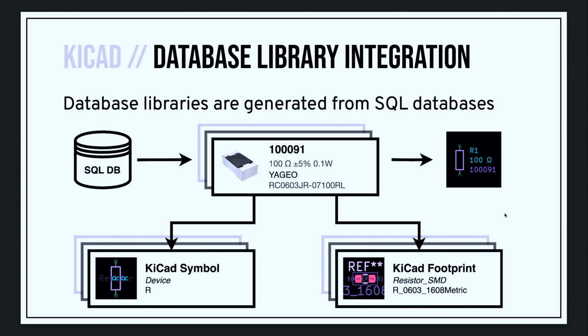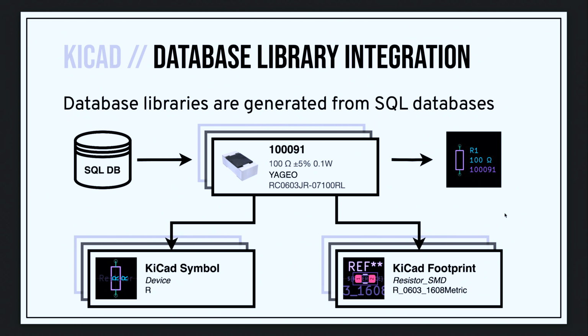So KiCad has this cool feature called database libraries. The way they work is it essentially takes data from a SQL database that has a bunch of records, or rows, that describe each part. And then each of those rows will reference an existing KiCad symbol and optionally an existing KiCad footprint, to merge all of that together into a part that gets placed into the schematic.